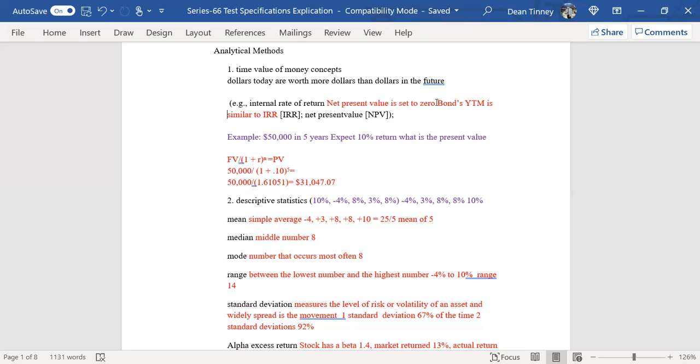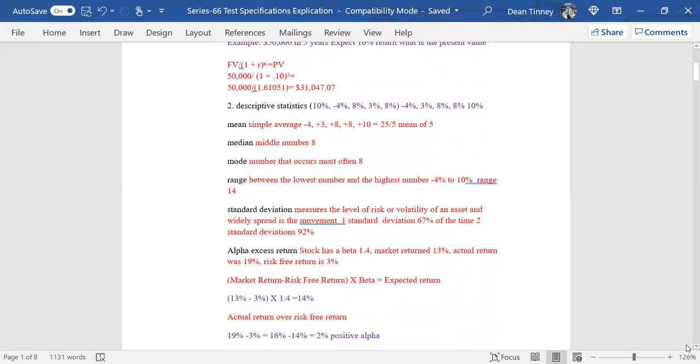And we said standard deviation is the dispersal of the numbers, a measure of the level of risk and volatility of an asset. And the wider that dispersal is, the more risk it's going to have, right? And we just talked about one standard deviation being 67% and 2 standard deviations being 92%. That's where we would see the pattern in terms of the price movement and volatility.